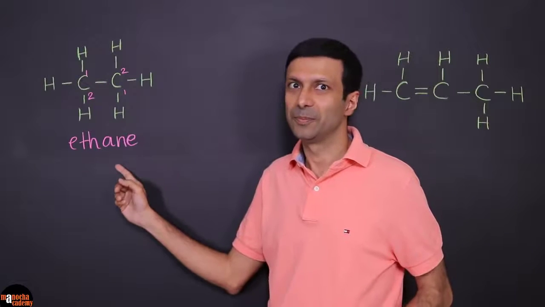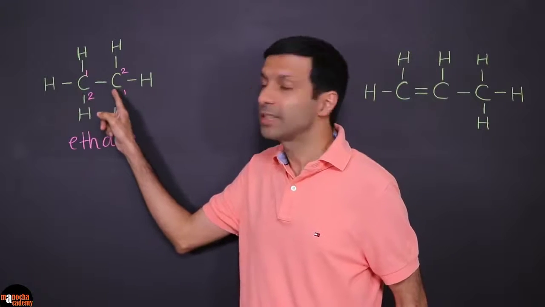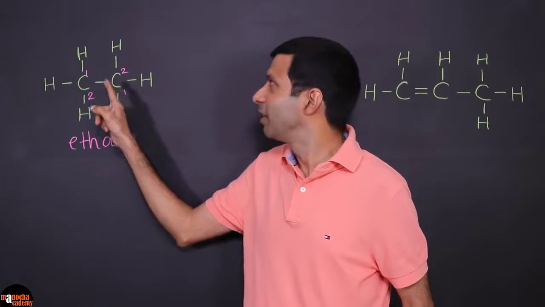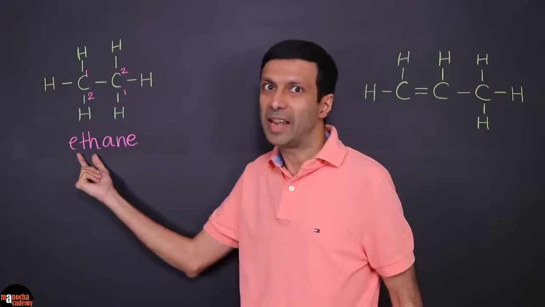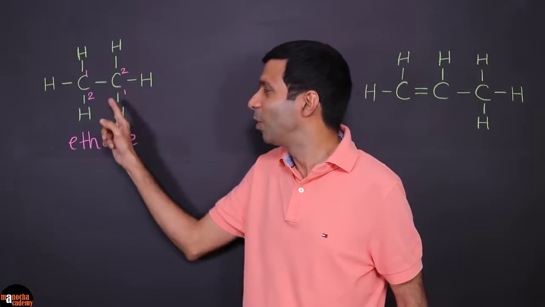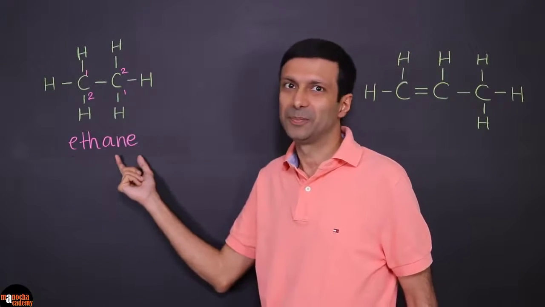It's ethane. So what did we have to do? Look for the longest continuous carbon chain, number it forward and backwards, and find the name based on it. It was eth, and since there are only single bonds, it's an alkane. So it's going to be ethane.